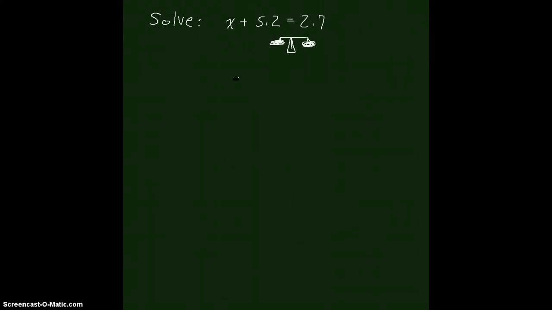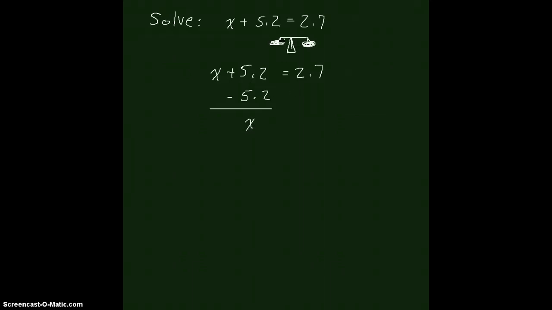What I can do to this equation now, let me rewrite it. X plus 5.2 is equal to 2.7. On the next line, I'm going to subtract 5.2 from this side, from the left. When I do that, notice I have a plus 5.2 and a minus 5.2, so they add up to 0. These are the like terms I'm adding, so I'm left on the left-hand side with just x.